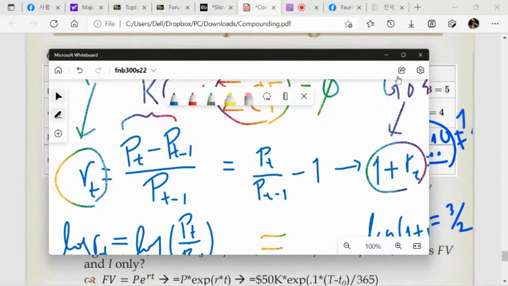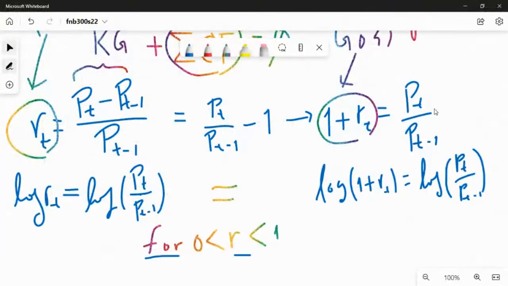So this is a very theoretical part, but there's no way we can bypass this, because if you don't understand this, you can't understand what comes next, right? Because it's all about continuous compounding.